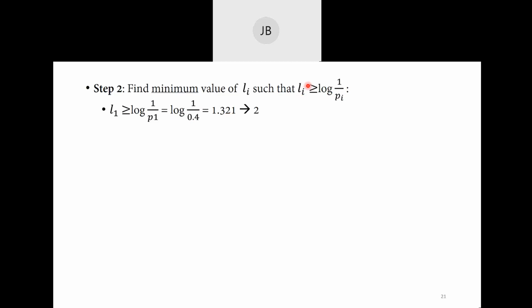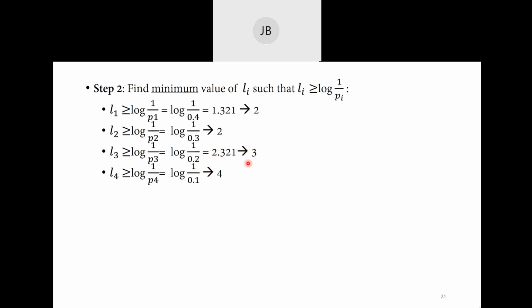So this relation says that Li, that is L1, should be greater than or equal to 1.32. So the whole number greater than 1.32 is 2. So the L1 value is 2. If it is already a whole number, then that number can be applied here. Okay, for L2, the value comes to be 2. For L3, the value comes to be 2.31, so that can be equated to 3, the next higher value.